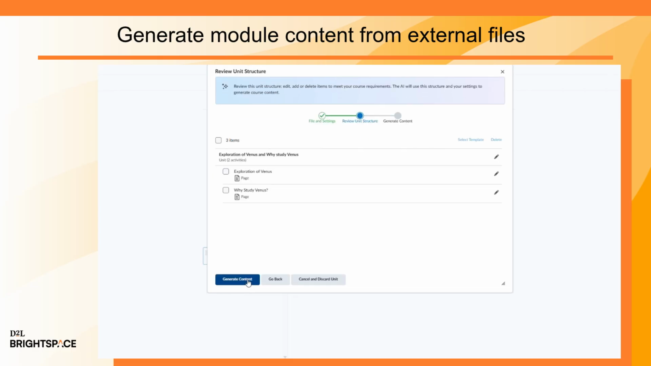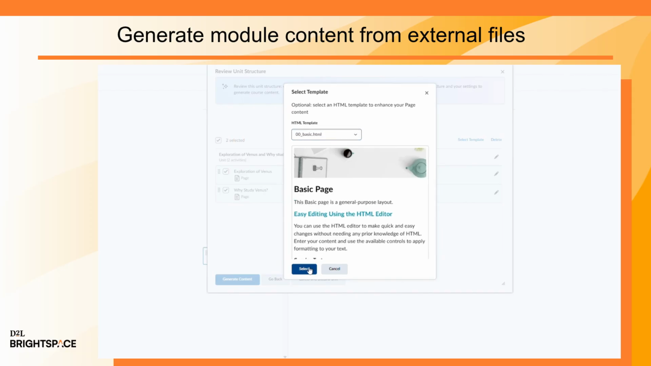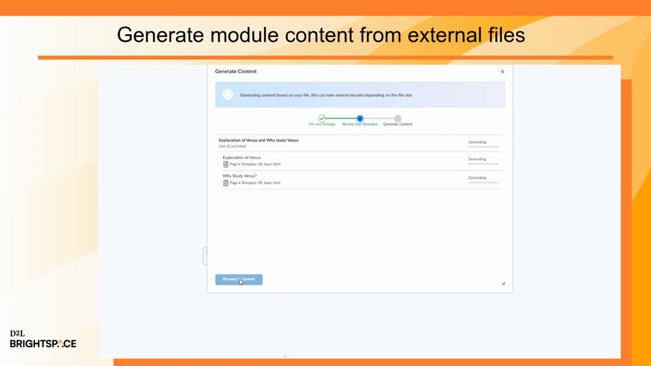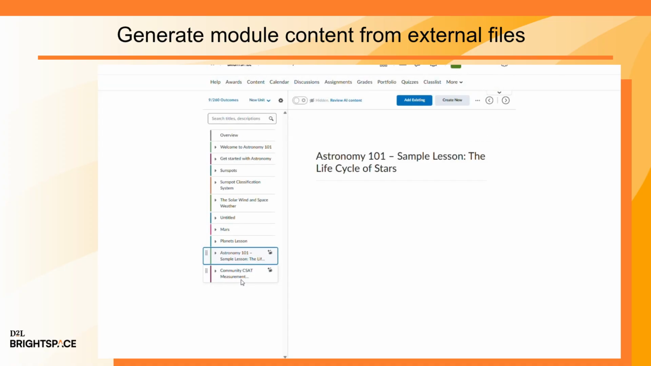Click Review Unit Structure. If you want to apply an HTML template to activities in the unit, select one or more activities from the list and click Select Template. In the Select Template dialog, choose a template from the HTML template drop-down. Then click Select. On the Review Unit Structure page, click Generate Content. To continue, click Proceed to Content.